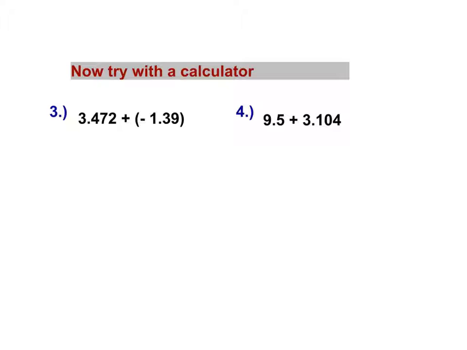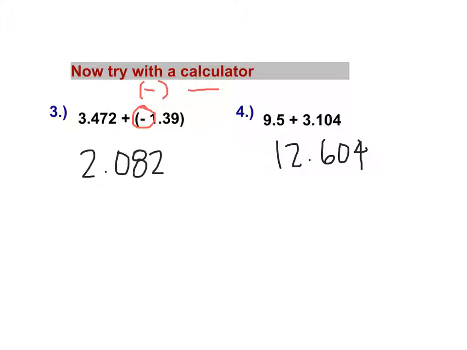Now try these next two problems with a calculator. Remember that you want to include the decimal button, and anytime you're adding a negative, like we are in this first example, be sure to use the negative button that looks like this on the calculator and not just the subtract button. Start the video when you're ready to check your responses. All right, the answer for number 3 is 2.082. The answer for number 4 is 12.604.